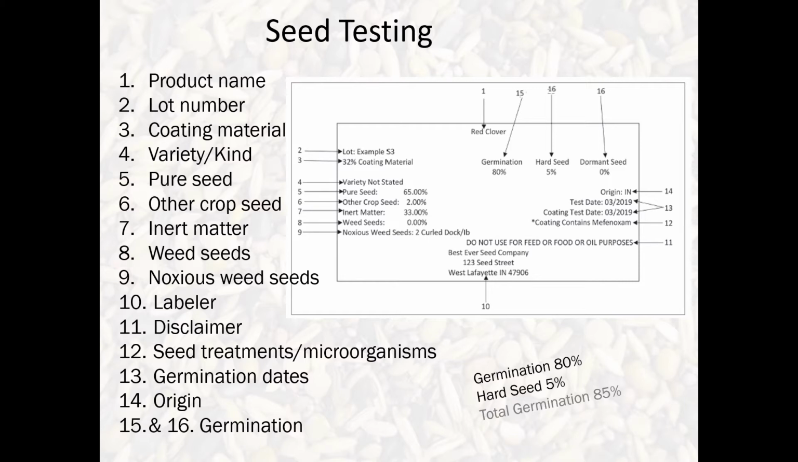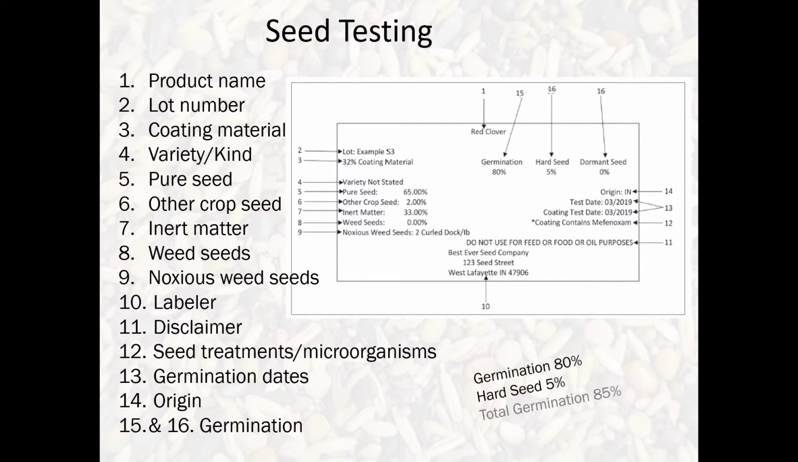Noxious weeds are certainly noted. There are two categories, restricted and prohibited. Restricted weeds must be claimed on the label along with how many seeds can be found per pound of seed. No prohibited seeds can be claimed because they should not be sowed in a state where they are prohibited.